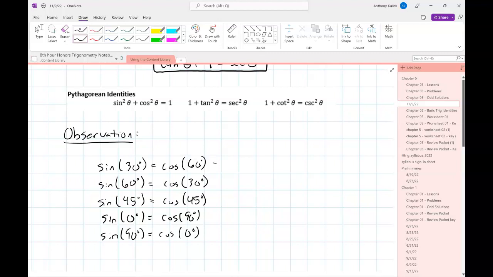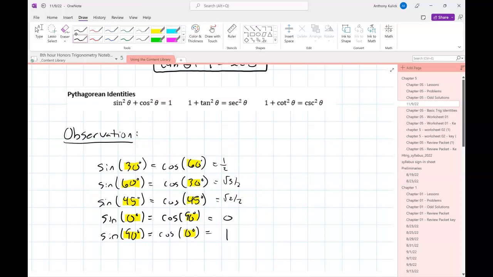Right? What is this? 1/2. This is root 3 over 2. This is root 2 over 2, this is 0, and this is 1. Do you guys notice any relationship going on between the angles? They add to give 90. Is there a special name for that in geometry? Not supplementary. Complementary. Good.